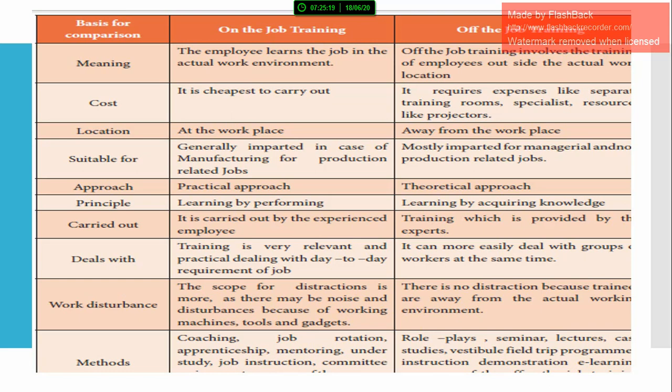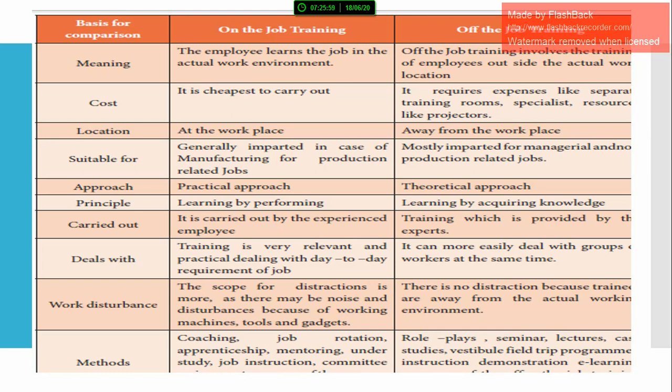On the job training is carried out by experienced employees. Off the job training is provided by experts. In the working place we have experienced employees, and through them we teach our employees. In off the job training, experts come from college or university. So this is training provided by the expert.